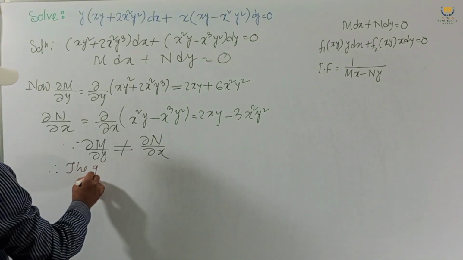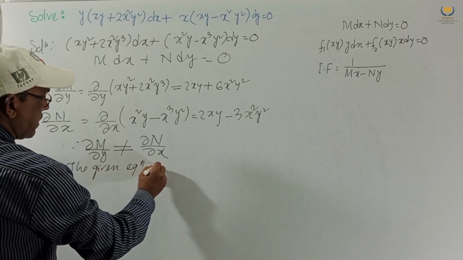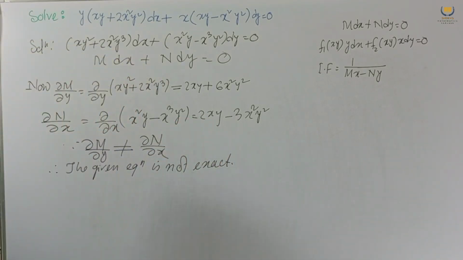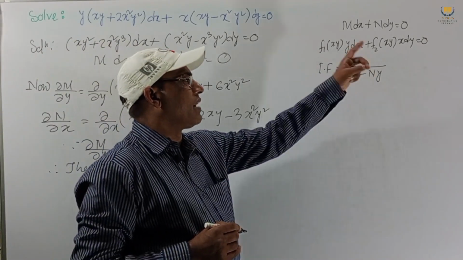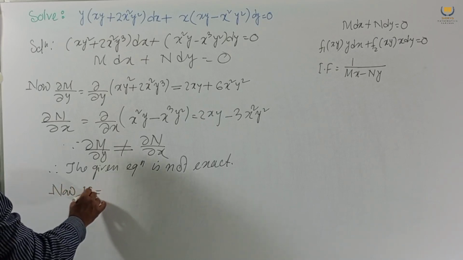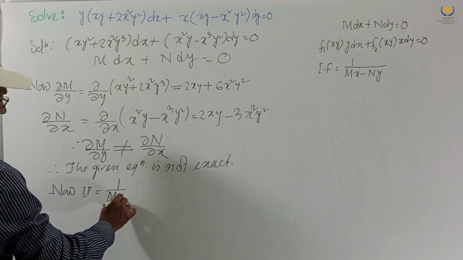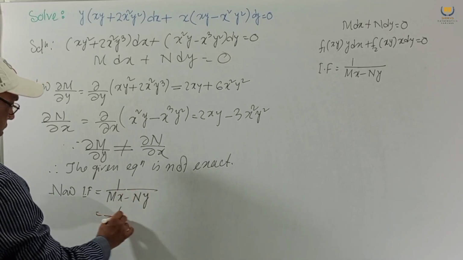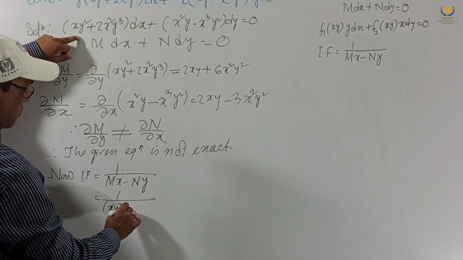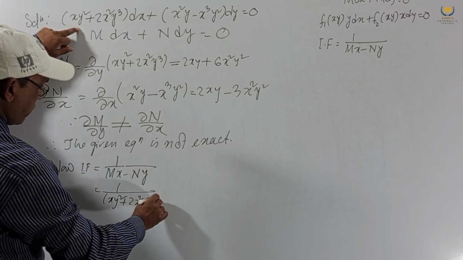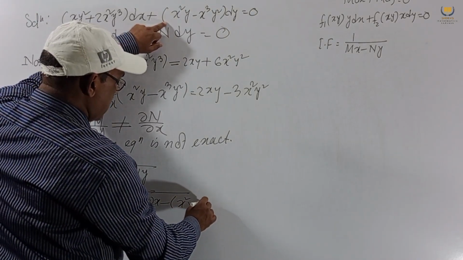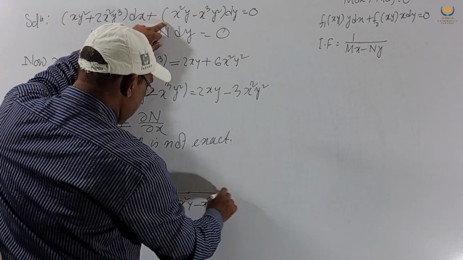Therefore, the given equation is not exact. This is not an exact differential equation. Now we find the integrating factor. The integrating factor is 1 by Mx minus Ny. M is this one, (xy² + 2x²y³) times x, minus N, (x²y − x³y²) times y, this one.